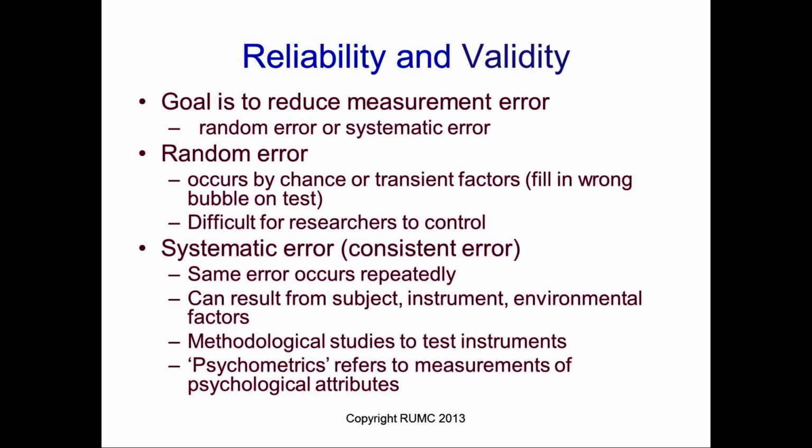A systematic error is something that is systematically wrong. Methodologically, there is something wrong with the instrument or something else in the environment that is causing the error. It can be hard to control, but nonetheless it needs to be accounted for.